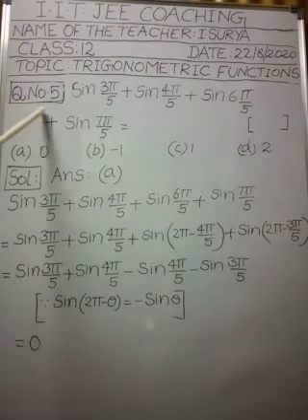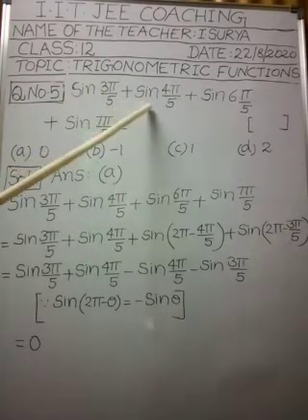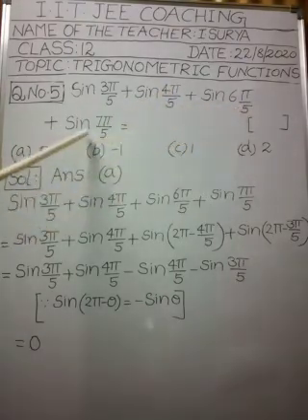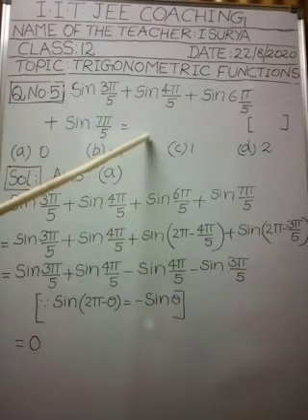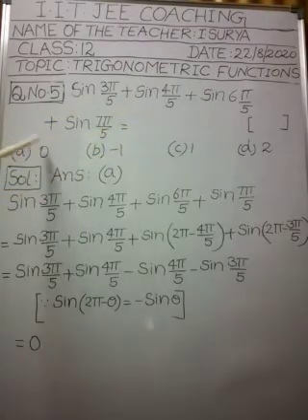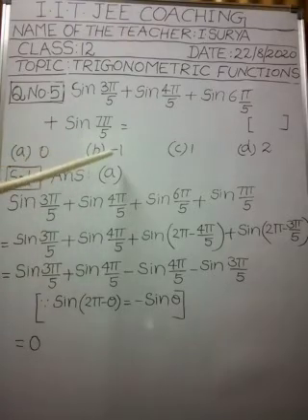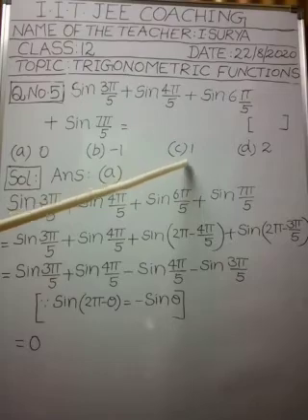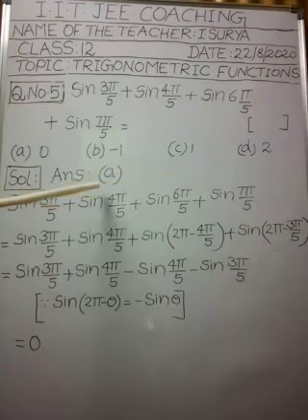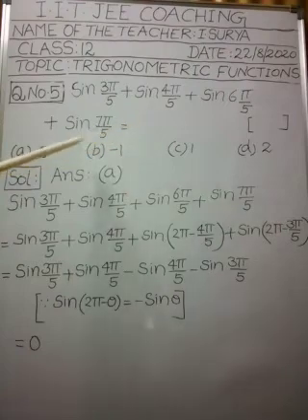Now come to the next question. Question number 5. Sine 3 pi by 5 plus sine 4 pi by 5 plus sine 6 pi by 5 plus sine 7 pi by 5 is equal to. We have to find the value of this expression. Okay, my children. Come to the options. First option is 0. Second option is minus 1. Third option is 1. And the fourth option is 2. Out of these 4 options, first option is correct. That is 0. The value of this expression is 0.